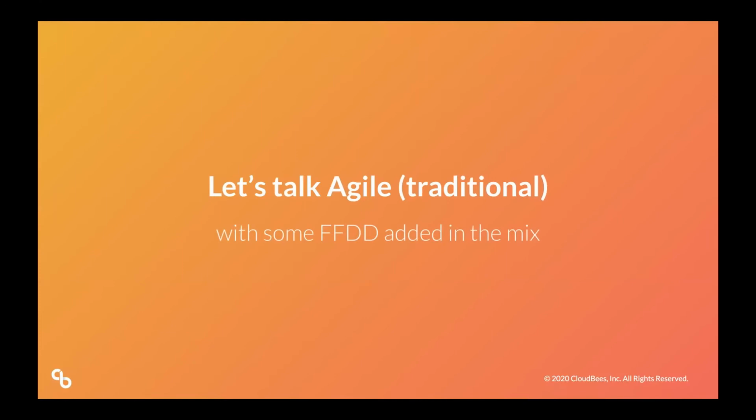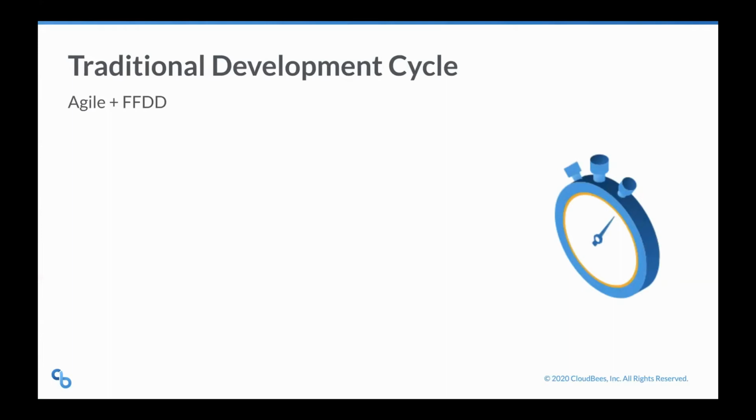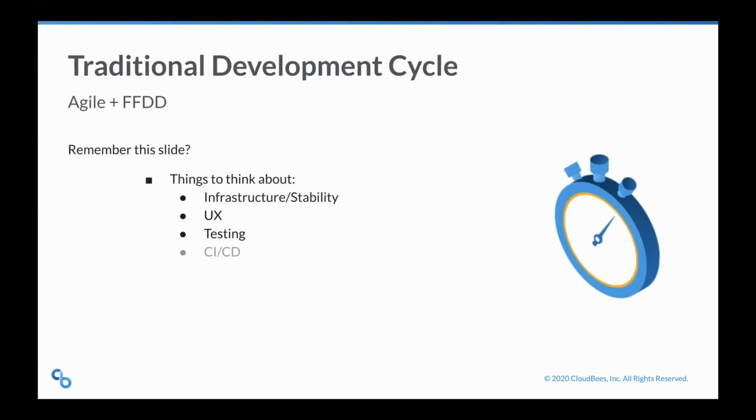Let's introduce feature flags into the mix and see how some of these pain points can be alleviated with the use of feature flags. Just to review again, this is the slide that I had at the beginning of the presentation. The 4 points I'm talking about are infrastructure and stability, user experience, testing, CI/CD, and the feature branches. I'm going to go over these again, and we'll do a quick comparison of how feature flags can really help with these pain points.